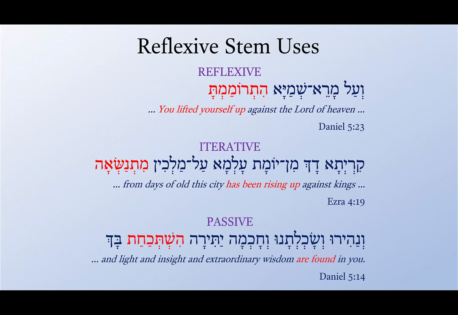And then finally, as we have mentioned, actually a fairly key role that the reflexive stems play in Biblical Aramaic is to express passive voice. And light and insight and extraordinary wisdom are found in you.